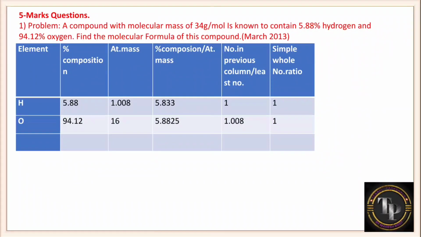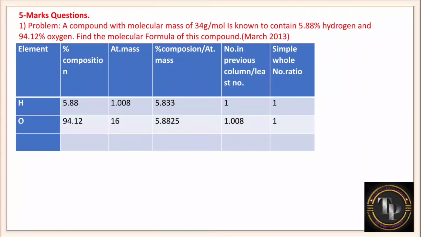This type of question can be done by writing 6 columns. First, element, percentage composition, atomic mass, percentage composition divided by atomic mass, the number in the previous column divided by the least number, and simple whole number ratio. Only 2 elements are given, hydrogen and oxygen. Percentage of hydrogen is 5.88, oxygen is 94.12, atomic mass of hydrogen is 1.008, atomic mass of oxygen is 16. You just divide 5.88 by 1.008, so you will get 5.833.